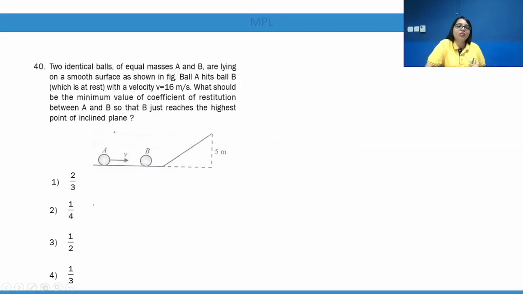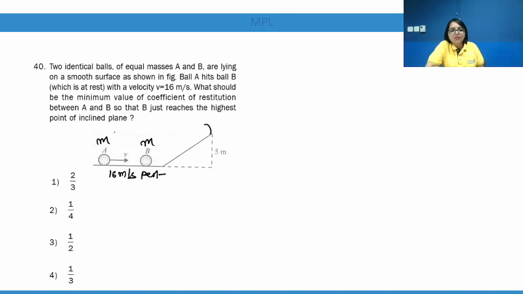Question number 40. Two identical balls of equal mass m, A and B, are lying on a smooth surface as shown in the figure. Ball A hits ball B, which is at rest, with velocity 16 meter per second. What should be the minimum value of coefficient of restitution between A and B so that B just reaches the highest point of inclined plane?